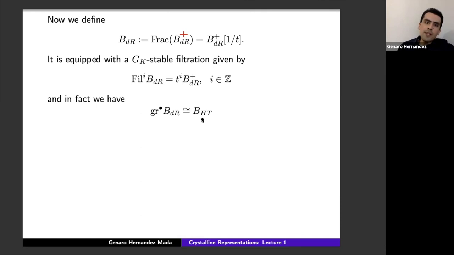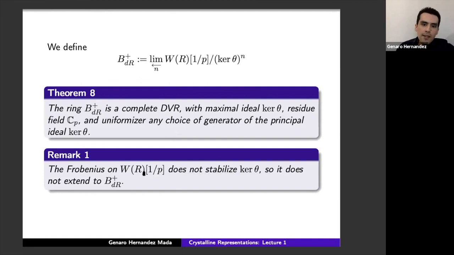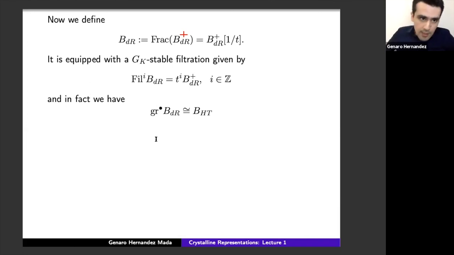But now you might wonder, if you remember, we said that B_dR didn't have a Frobenius here, because the Frobenius in this one does not stabilize the kernel of theta, this one right here. So in order to fix that problem, we are going to need to take something smaller than B_dR. That's what is called B_cris, in order to have a Frobenius, okay? So just to let you know what comes next.